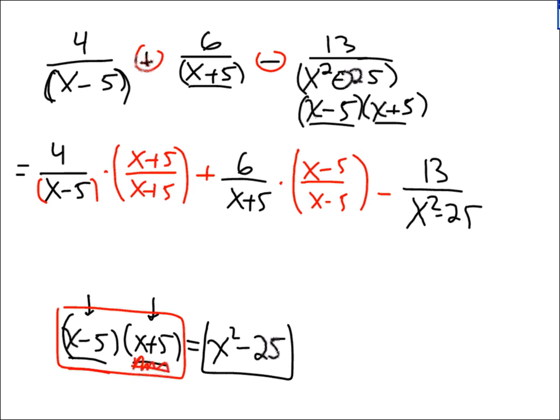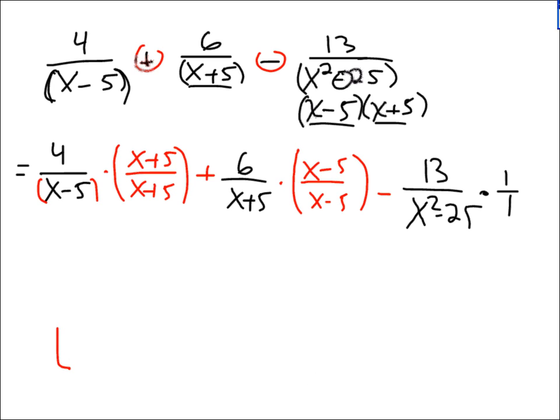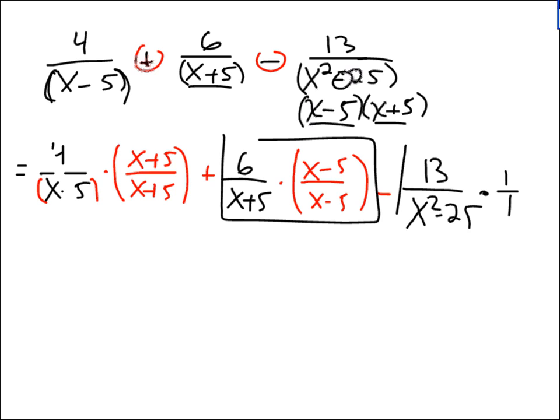But that is my LCD. I don't have to modify it at all. If you insist on modifying it, that is multiplying by 1, multiply by 1 over 1. And now each term has the same denominator, which is exactly what we wanted. This term, and this term, and this term, the 1 over 1 is silly. They all have the same denominator.